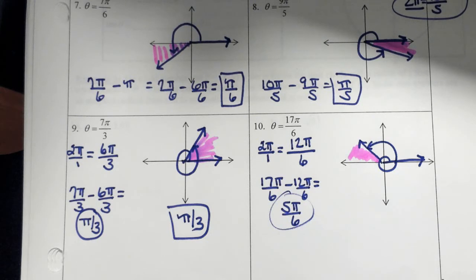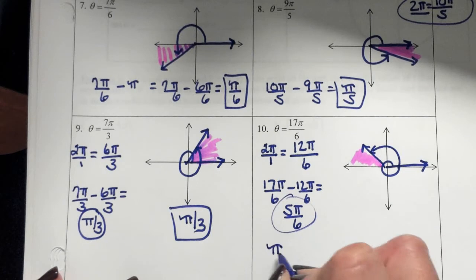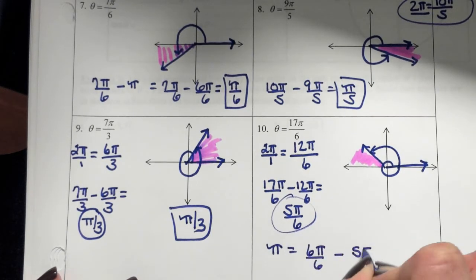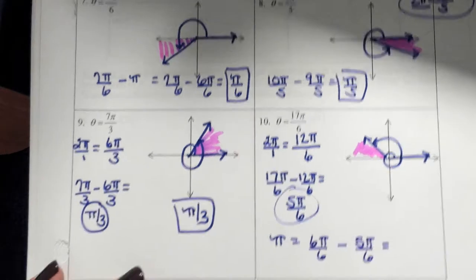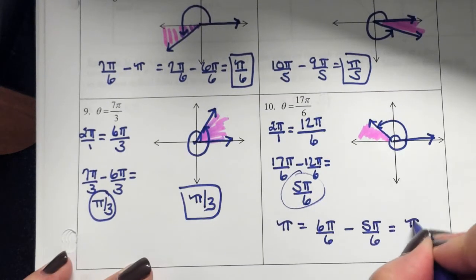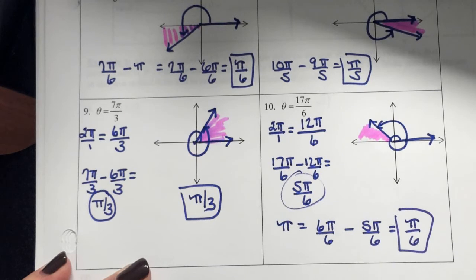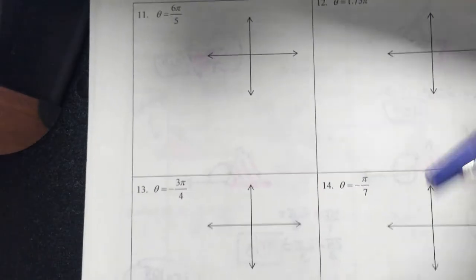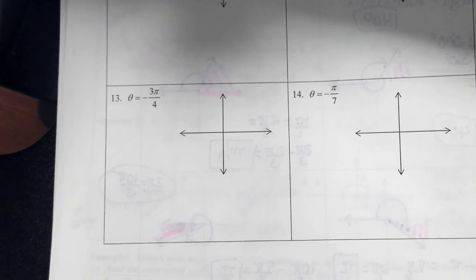How do I calculate the reference angle there in quadrant 2? What am I going to do with 5 pi over 6? I'm going to subtract it from what? Pi. So pi, which is actually equivalent to 6 pi over 6, minus 5 pi over 6. So then what's the reference angle going to be? Pi over 6. So any questions on finding the reference angles? Okay. Let's go down and take a look at 13 on the back.